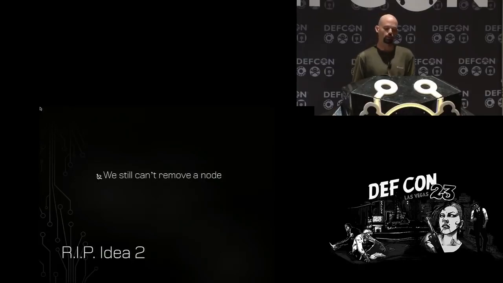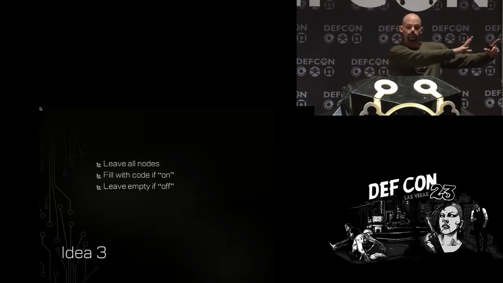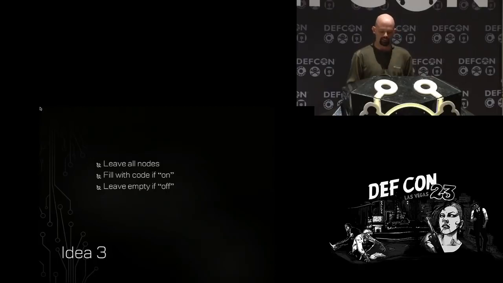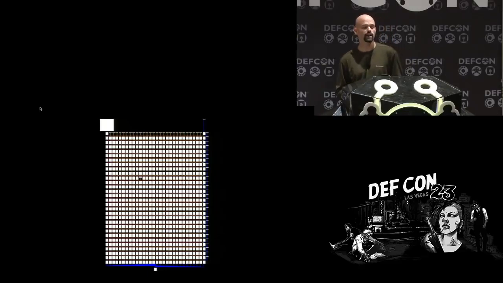We can't remove a node from this, but maybe we could do something similar. Maybe we could leave all the nodes in place and then fill a node with code if we want it to be on, or leave it empty if we wanted it to be off. So something like this. The nodes that I actually want to look like they're on are going to have a bunch of no ops inside of them. And the nodes that are off aren't deleted. They still exist and they're still tied to the nodes around them with a jump instruction. But they don't have any dummy code inside of them in order to fill up that node. So now when we try that, we almost get the effect we want.